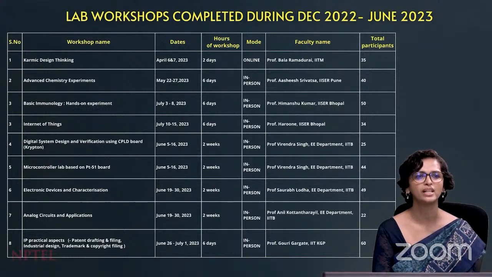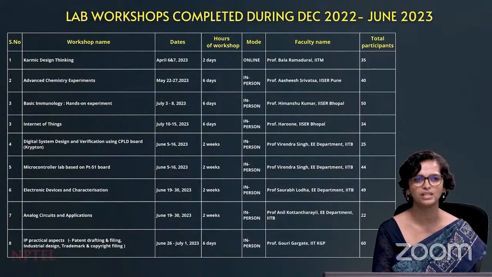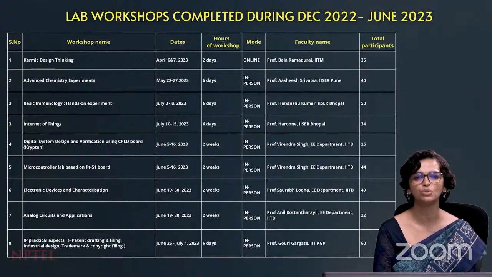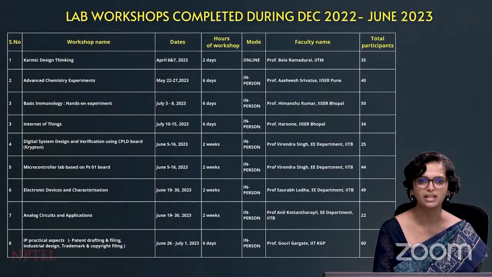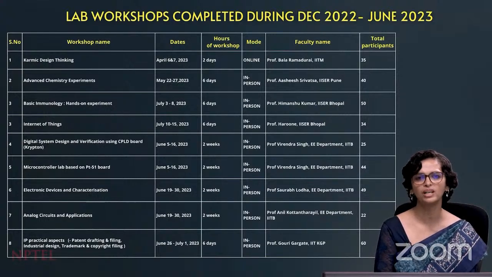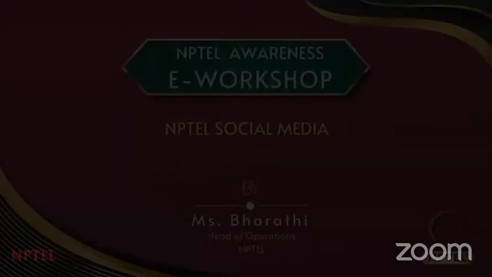So, you can see electronic devices and characterization, analog circuits and applications, digital system design and verification using the Krypton board, Internet of Things, etc. All these have been in-person workshops at one of the institutes. Sometimes the workshop duration is 6 days, 2 days, or 2 weeks. So, this is the way that we conduct, and you can see the participants also. These are smaller groups, much restricted. It varies anywhere between 20 to 50 that we are able to accommodate in a batch.